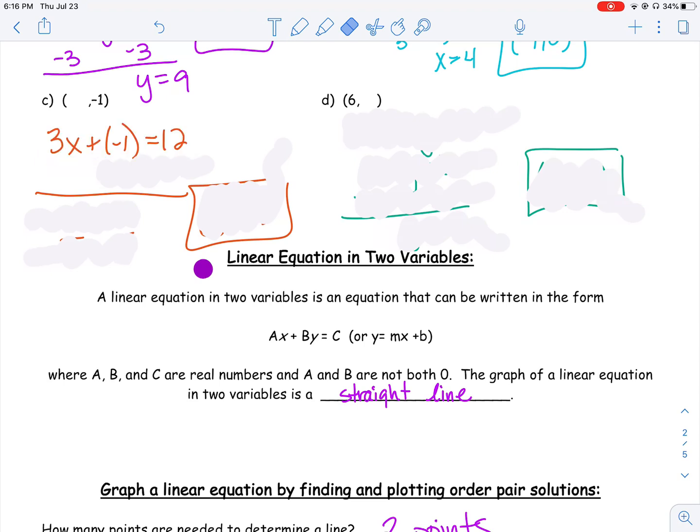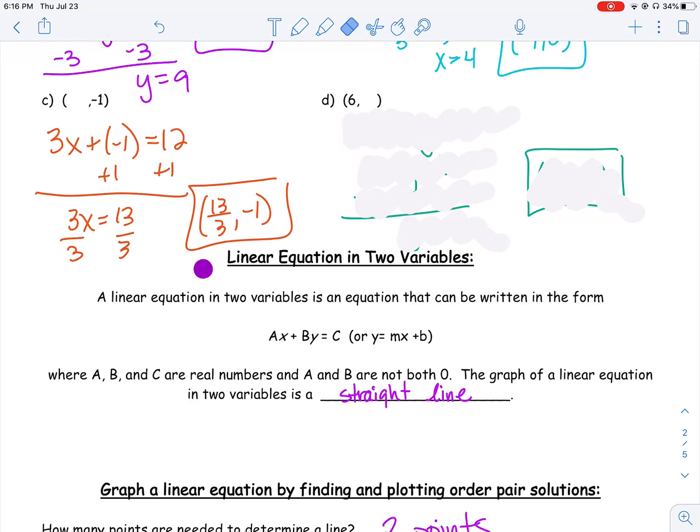For C, you should have substituted in a -1 for y. We could add 1 to both sides. We could divide by 3, and you should have ended up with the ordered pair 13 over 3, comma, -1. And it's okay to have a fraction. It might be a little harder to graph because you might have to estimate a third of the way through or 2/3 of the way through, but you can still have a fraction for an answer.